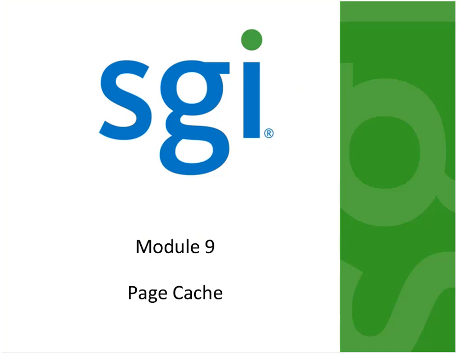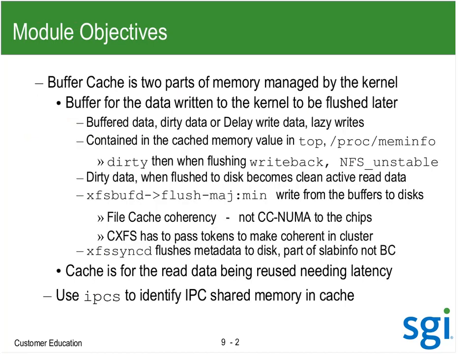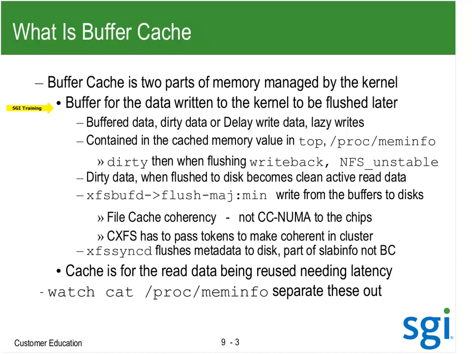Jeff knows what that's like, but page cache. Buffer cache, 2 parts. Buffer is for write traffic, buffered data, dirty data, delayed write data, or lazy writes. It goes from dirty, and then when it's marked for flushing, it's going to go to write back. And if we're going to NFS, it goes to NFS unstable. Again, we have a flush daemon that has a major minor number for each file system. Older releases, before SLES 11 SP1, we had a pdflush, and if it was busy for a second, it would spawn another pdflush, up to 12 of them.